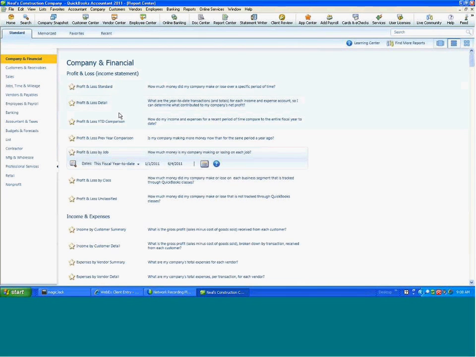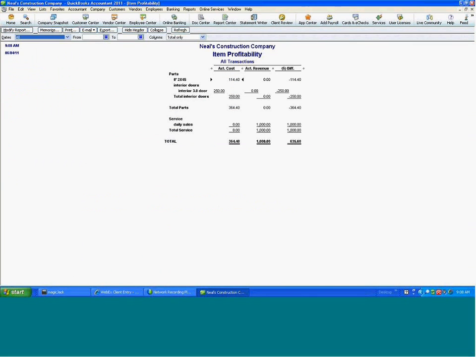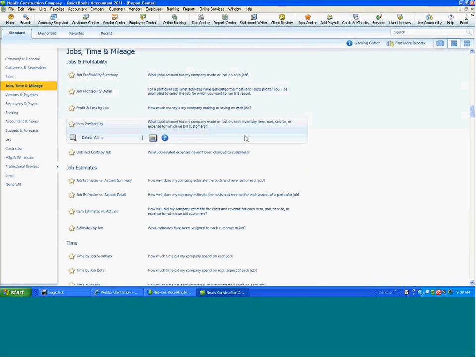$364.40. I also have the capability of breaking that down by item profitability. And this shows my 2x4s and interior doors so that I can see the elements of my contract just from that one entry.